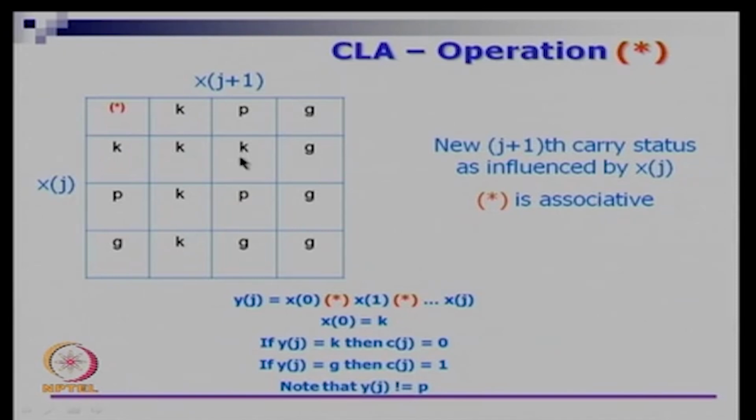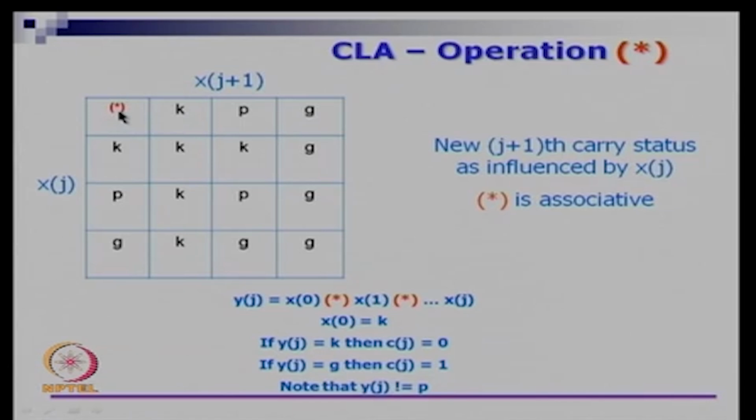So, if it is a kill, you have to propagate a kill. If it is a propagate, you have to propagate it, you do not know how to resolve it yet, and if it is a generate, you have to propagate a generate. So, propagate of a kill is kill, propagate of a propagate is propagate, propagate of a generate is generate. And I am going to have this y of j. y of j is all the statuses operated using this table.